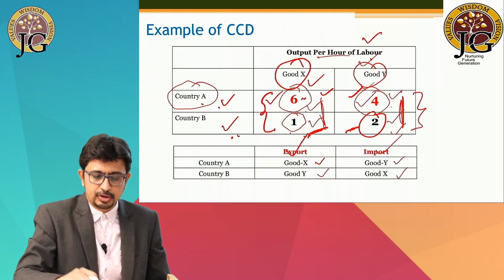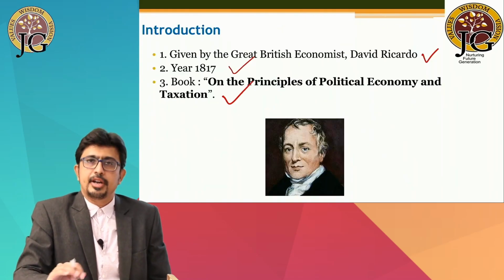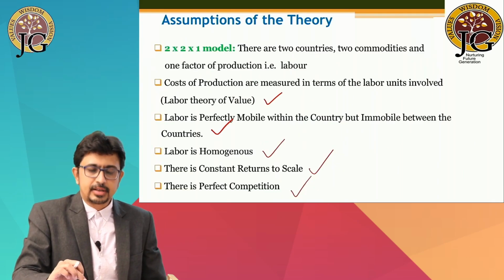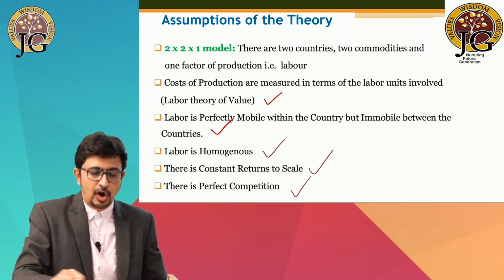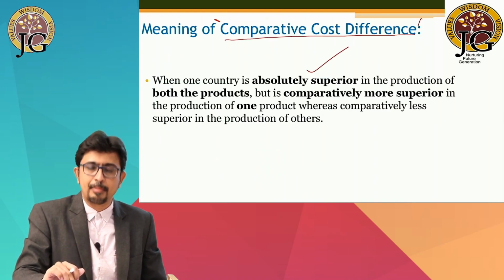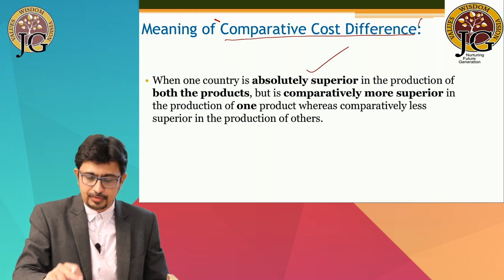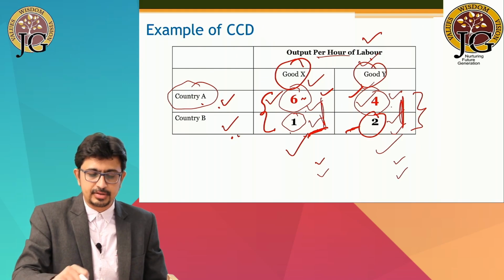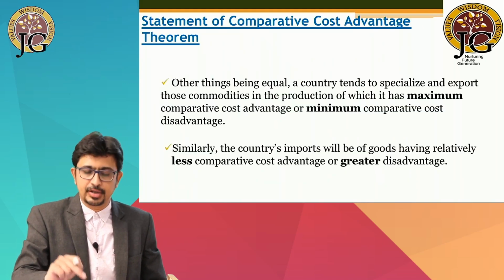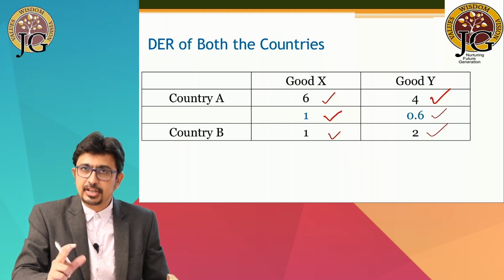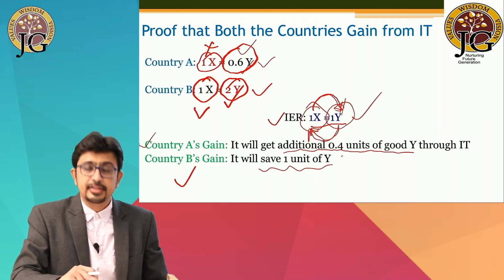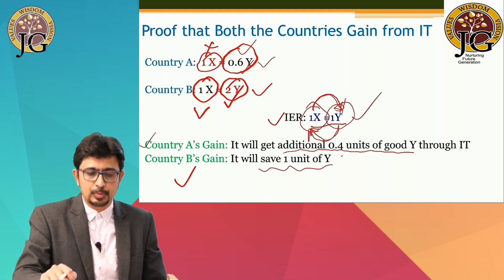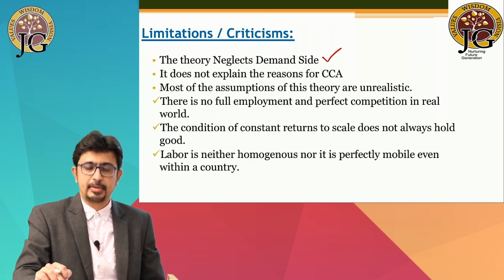These are the points you should cover in the exam. Number one, you should mention the introduction of the theory. Then you should write the assumptions followed by the statement of the comparative cost difference theory, rather the meaning of comparative cost difference. After that will come the example of comparative cost difference. Then you should mention the statement of the theory, the domestic exchange rates of both the countries. Then you have to prove that when there is comparative cost difference, trade will be mutually beneficial to both the countries. And finally, the limitations.